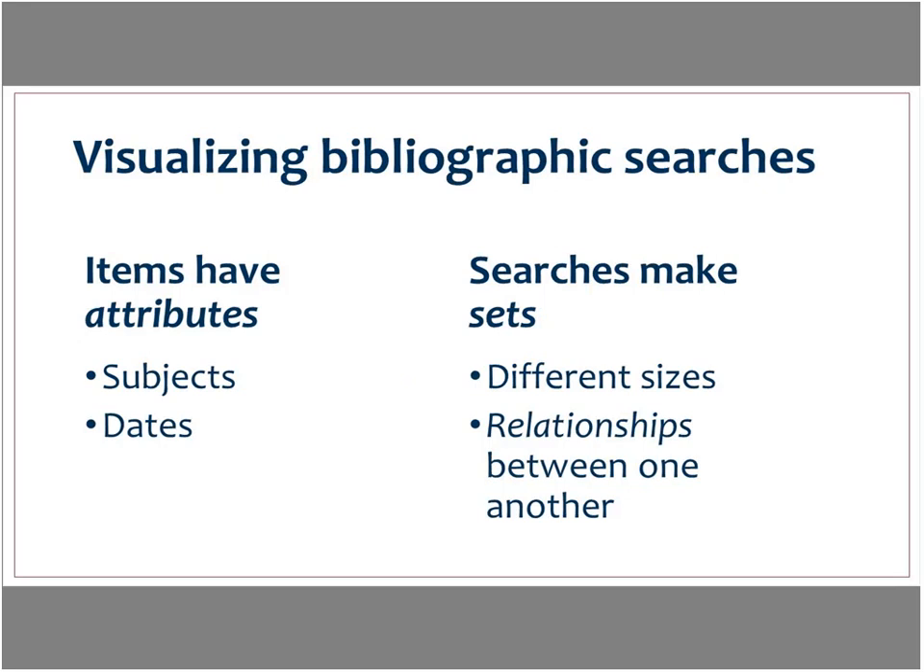So when we're thinking about specifically visualizing bibliographic searches as opposed to visualizing something else, two really important things to keep in mind. Number one, items that come back in a search. Each individual item has attributes. For instance, in the examples we're going to look at in a few minutes, we're going to look at subjects and dates. Attributes are important because they can be predefined and they can be aggregated together, so you can get great big piles of things that you can stack up underneath and represent as a bar graph. But also, searches make sets.